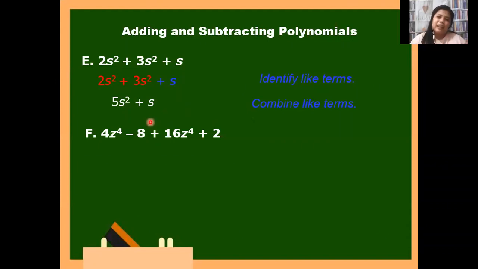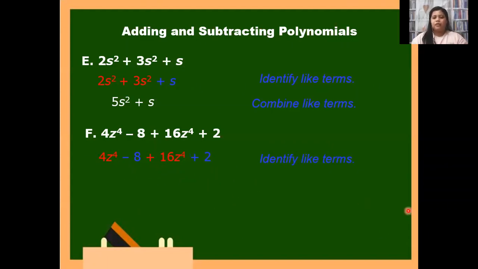So let's proceed to example letter F, which is 4c to the 4th minus 8 plus 16c to the 4th plus 2. Now, just like what I have told you a while ago, first things first, we need to identify the like terms. Now, what are the like terms there? We have there 4c to the 4th and positive 16c to the fourth. Those are the like terms. And the other terms that are alike are negative 8 and positive 2.